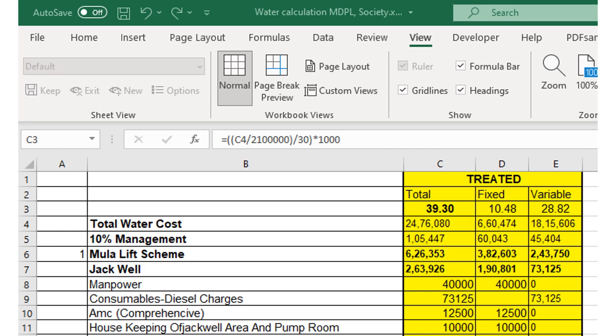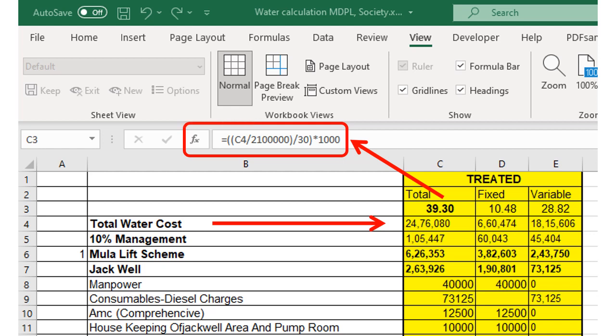Here is a snapshot of the spreadsheet that was circulated by MDPL. According to this worksheet, the total water cost is around 24.76 lakhs, and that works out to rupees 39 and 30 paisa per kiloliter. This is calculated on the basis of a formula which is shown in this window here.